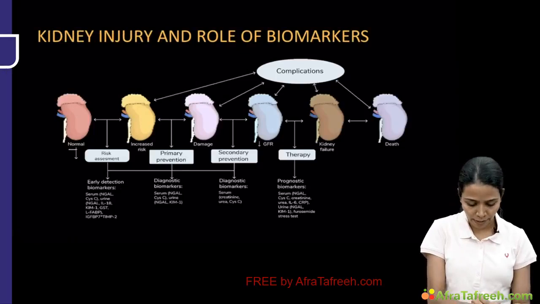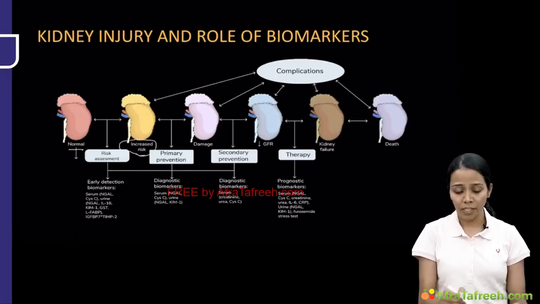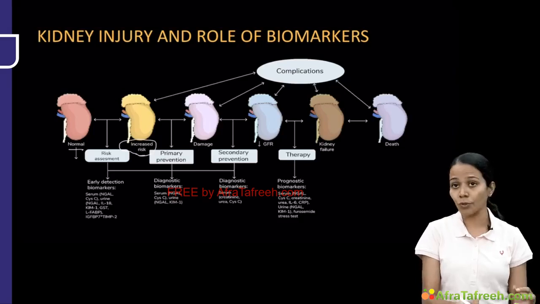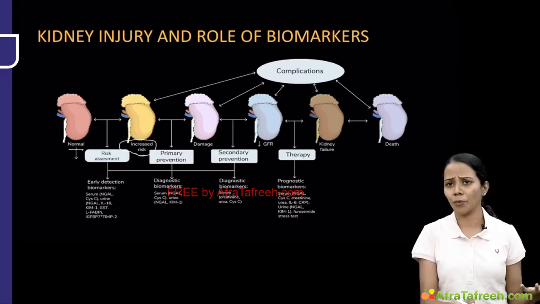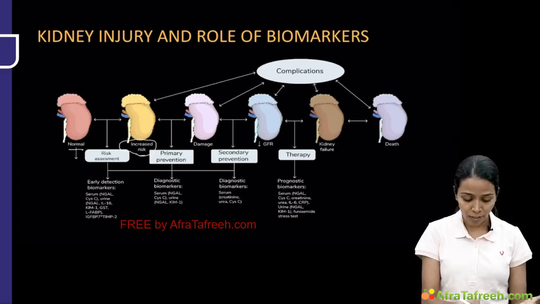So first is a normal kidney. Then you find increased risk of AKI. So how do you assess this? You do early biomarkers. For example, the patient is volume depleted or having congestive cardiac failure, or the patient has taken some nephrotoxin. In them, you assess this biomarker.